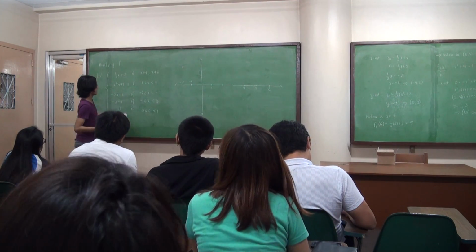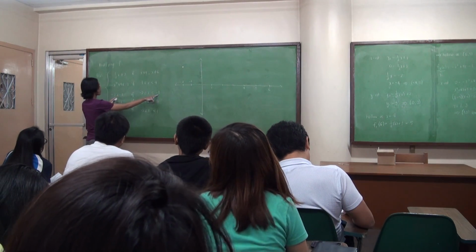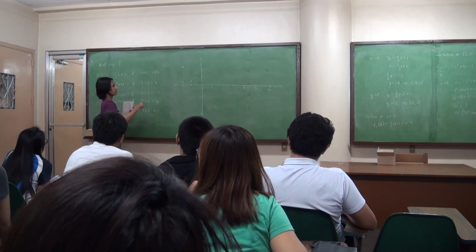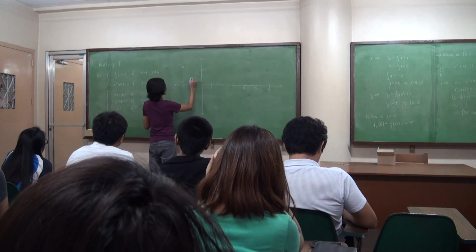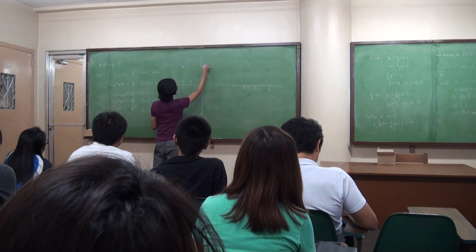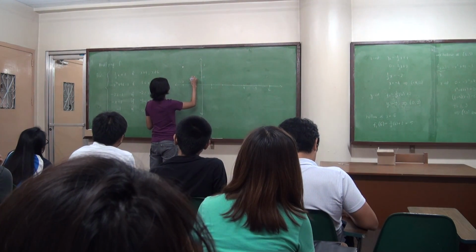Ito yung dulo niya. Now, the other endpoint would be negative 1. Negative 2 times negative 1, positive 2. 2 minus 1, positive 1. So, take 1, 2. Pero dito, hollow.